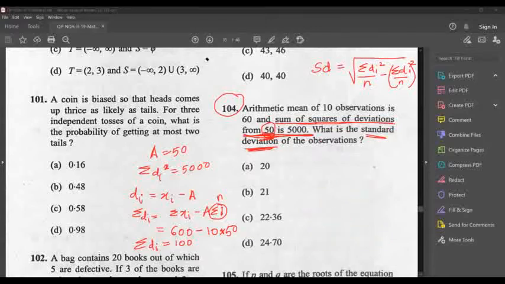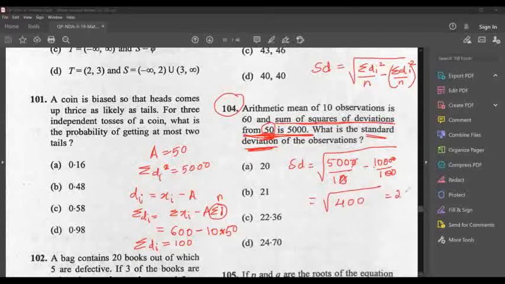Okay. Now it's all about substitution. Standard deviation is equal to the root of sigma di square, which is given as 5000, divided by n, minus sigma di, which is 100. 100 square is 10,000 divided by n, and n is 10. So here 10 also squared, so 100, so 0 goes here. So 500 root of 400, that is 20. Answer is 20, option A.